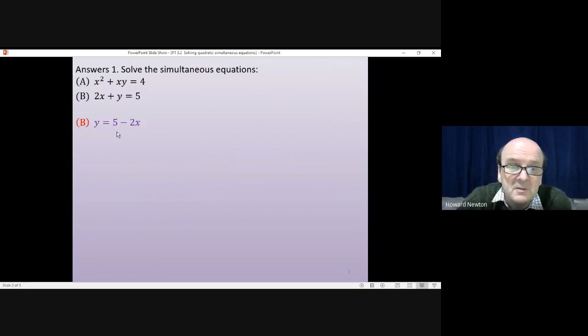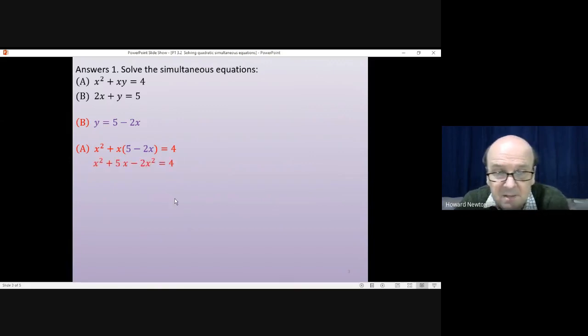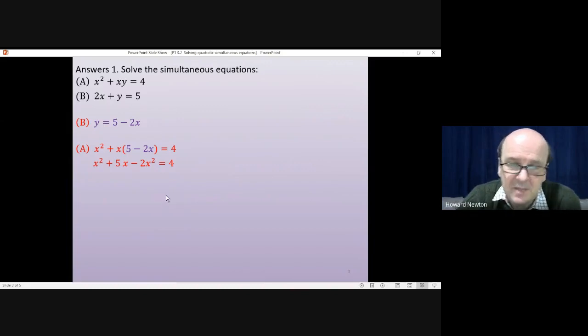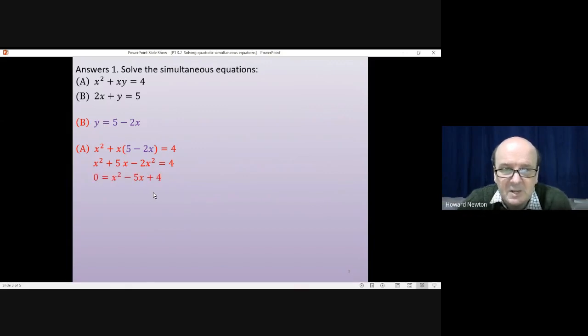Once you've done that, you then substitute this expression into the other equation, wherever y is written down. Now, in this case, you've got x squared plus x. y is just written once, so I need to write, instead of y, 5 minus 2x. And then you've got the equals 4. Then you multiply out the brackets to get that. Then you collect all the terms together. In this case, it's easier if you collect them on the right-hand side, and you'll get 0 equals x squared minus 5x plus 4. You can then solve that quadratic by any method you like.